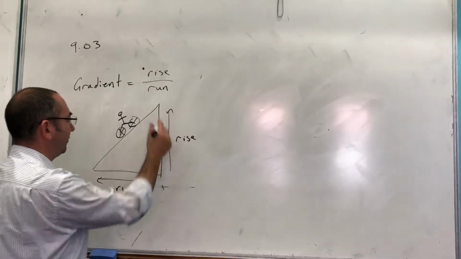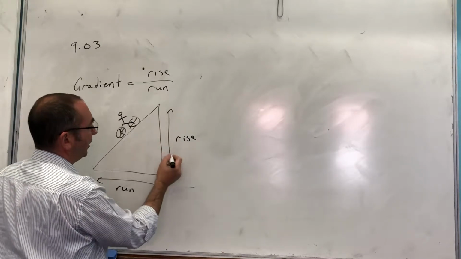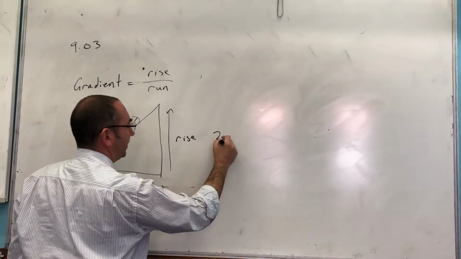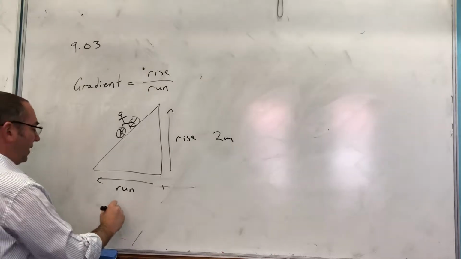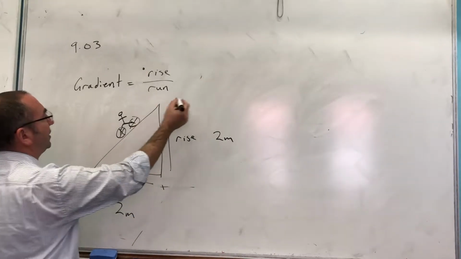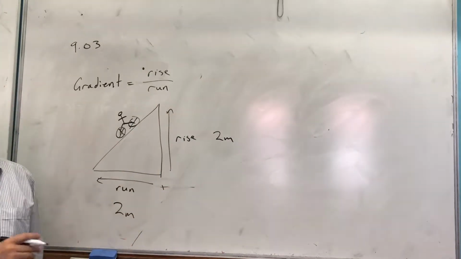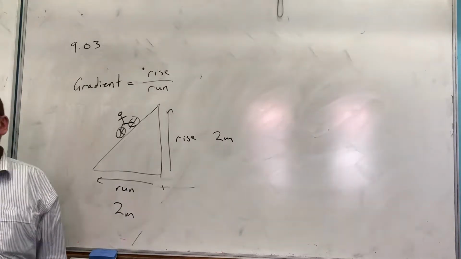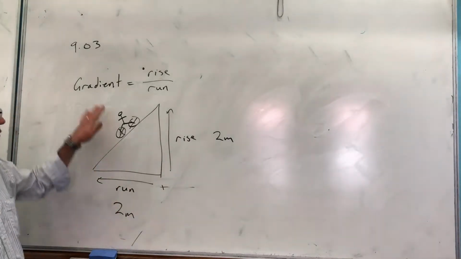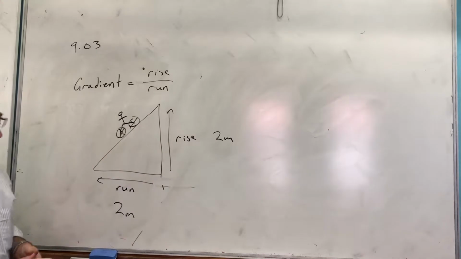So let's say that was a vertical height of 2 meters and this was a horizontal run of 2 meters. The rise over the run would be 2 divided by 2, which is 1. So the gradient of this line would be 1. So the gradient is the rise over the run.